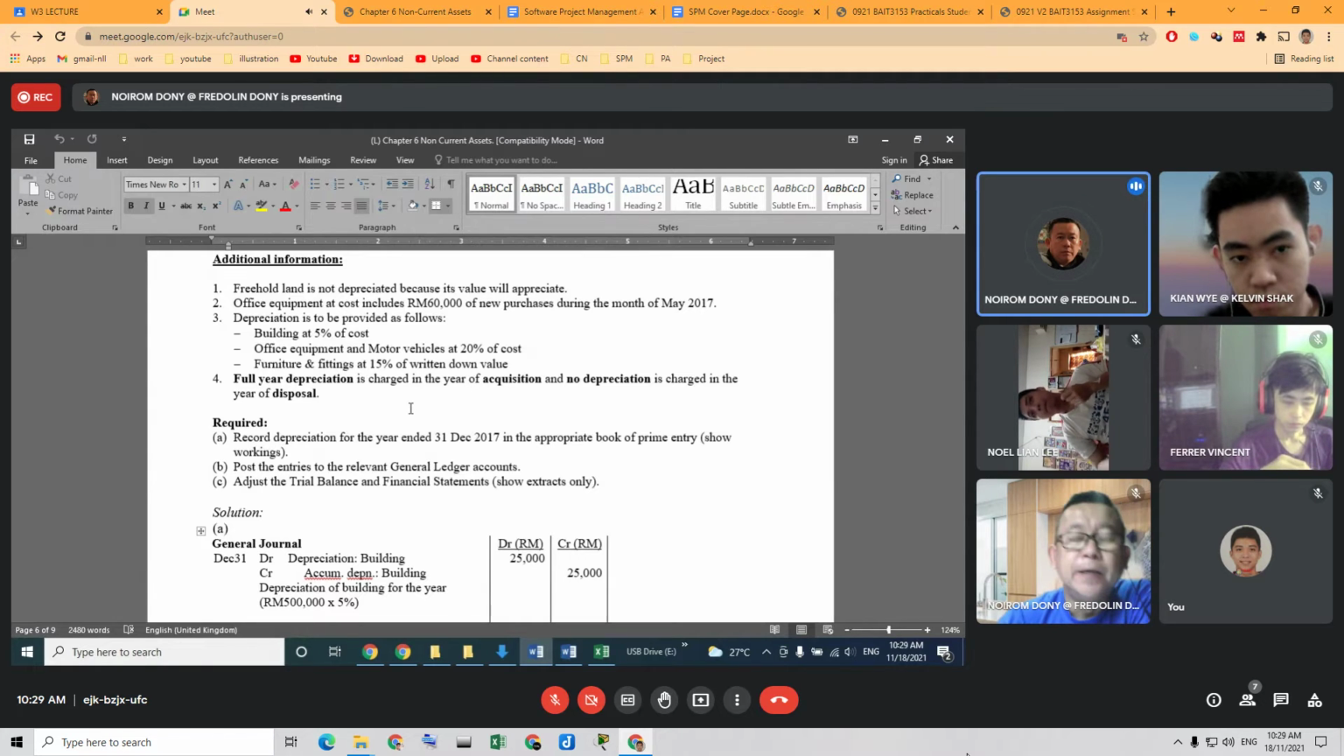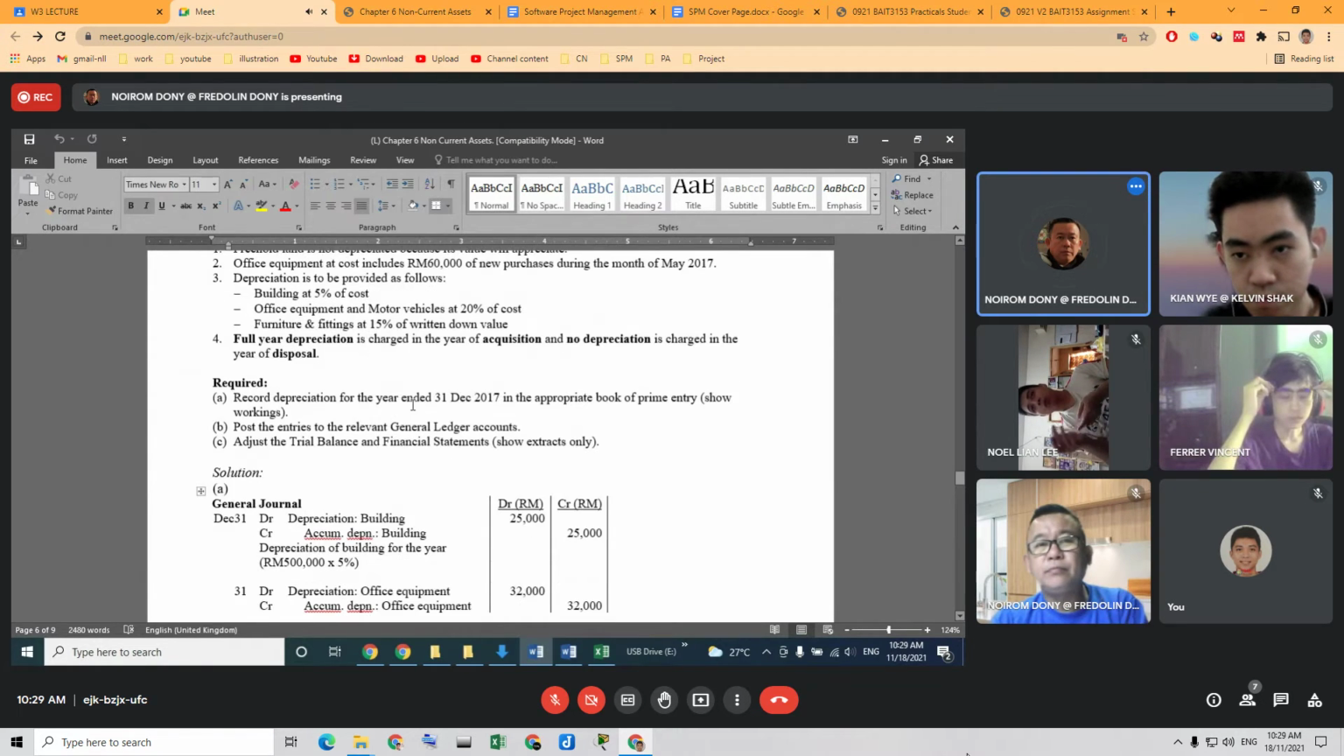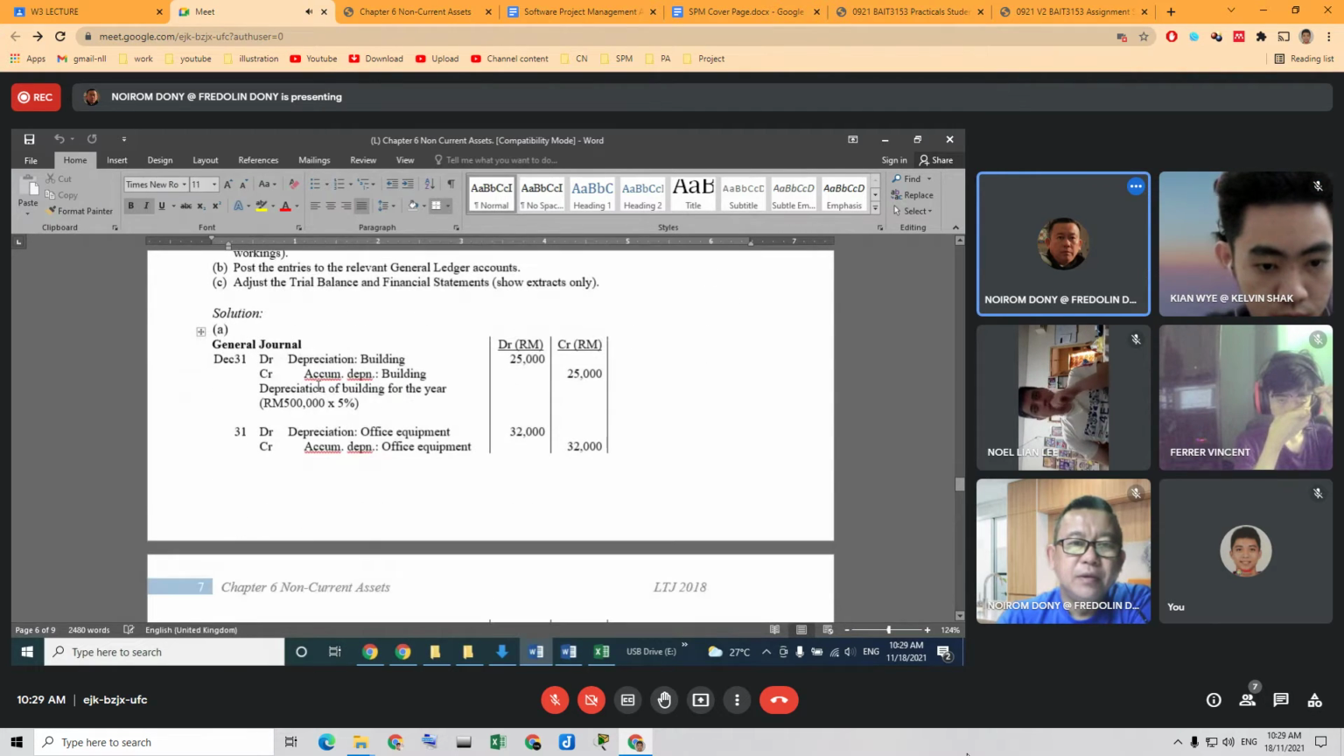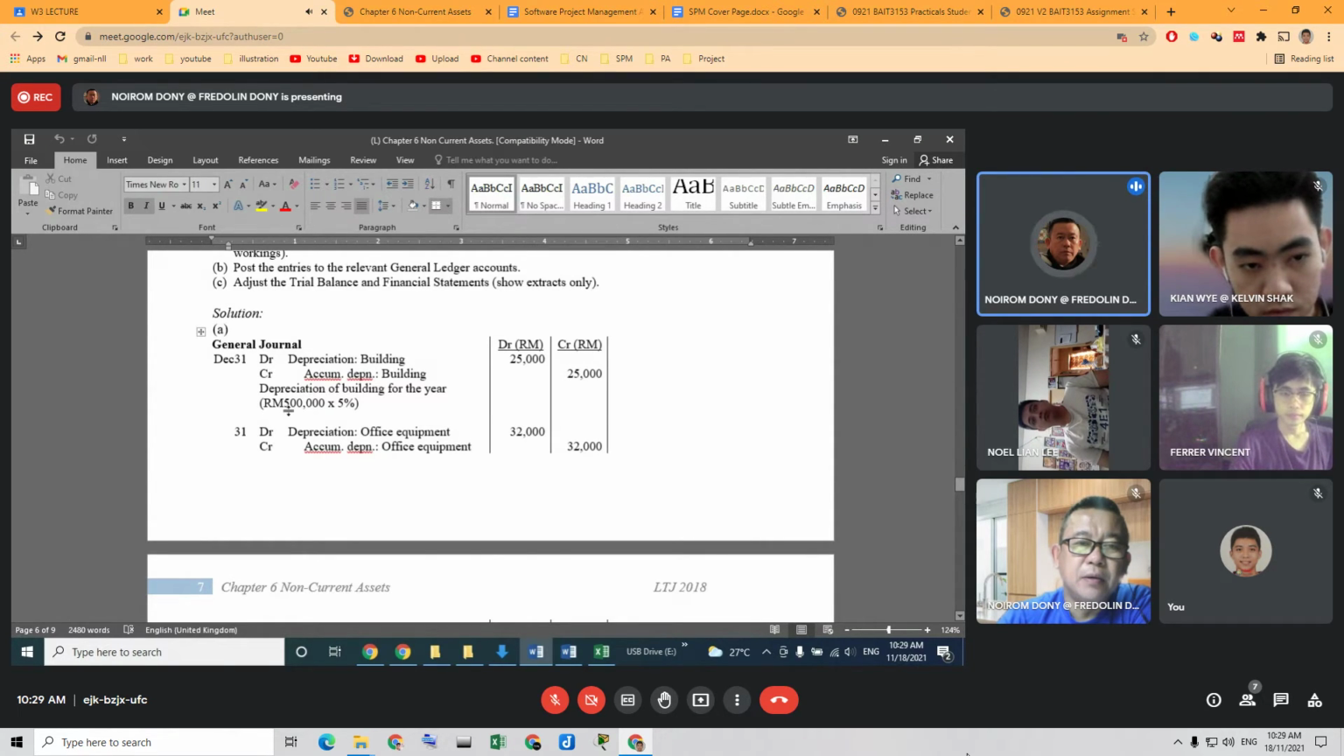Okay. So now the calculation. Depreciation for building, straight line, isn't it? 500,000 times 5%, so that's 25,000. And the narrative, the description of this transaction.